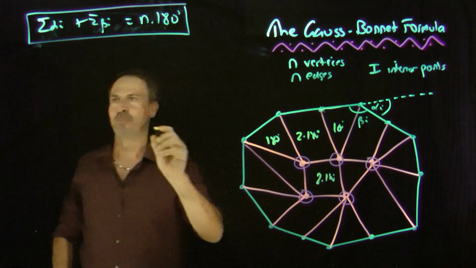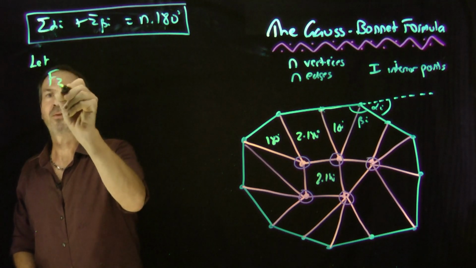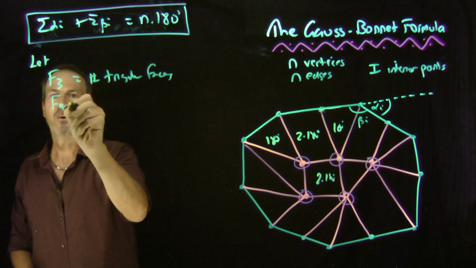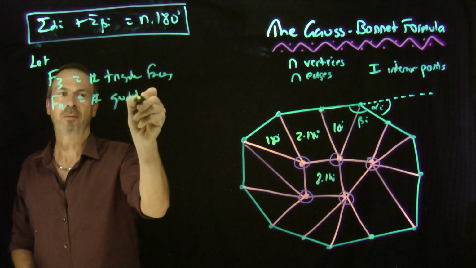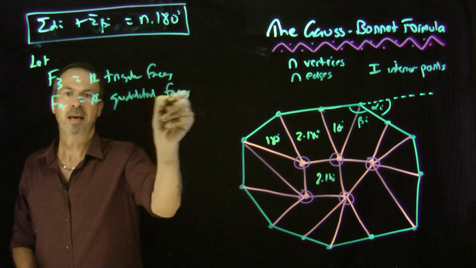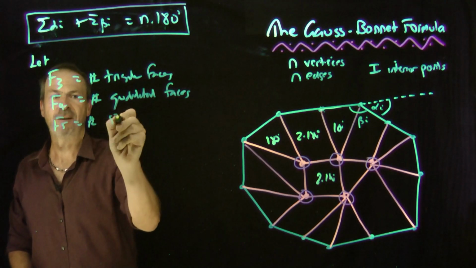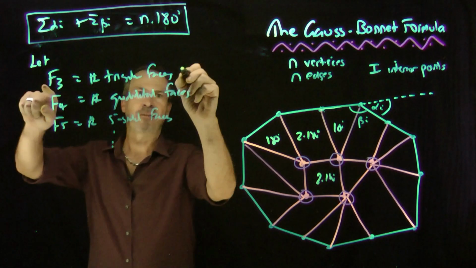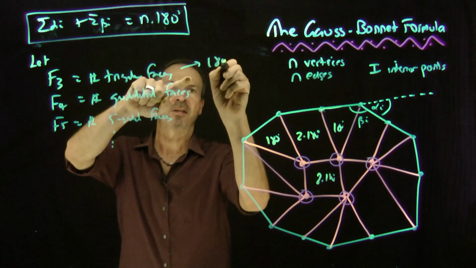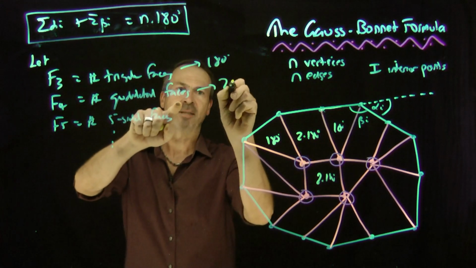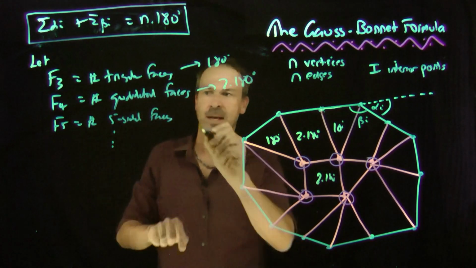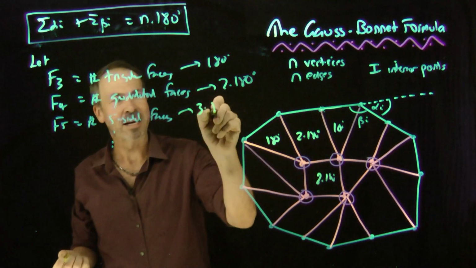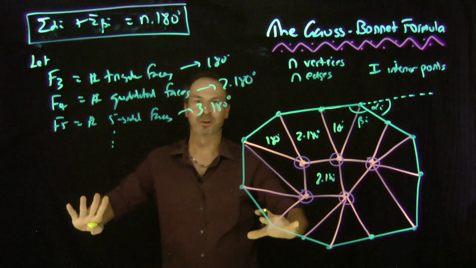So for notation, let F3 equal the number of triangular faces, F4 equal the number of quadrilateral faces, and F5 equal the number of five-sided faces, and so on. As I said, each triangular face gives me angles adding to 180 degrees. Each quadrilateral face gives me angles adding up to 360 degrees, 2 lots of 180. Each 5-sided face, do I have any here? Don't have any here, but no worries. If I had any, it'd be 3 lots of 180 degrees, and so on.